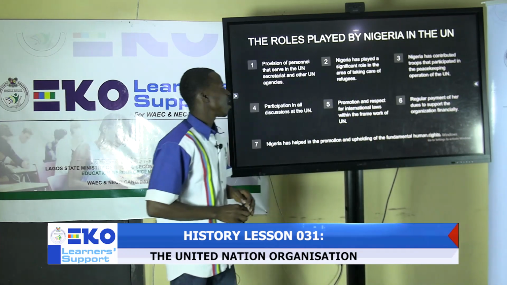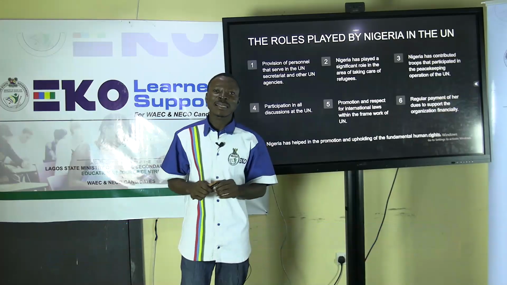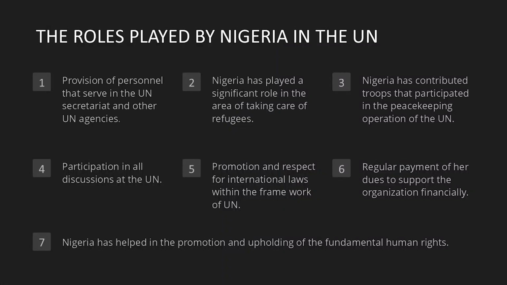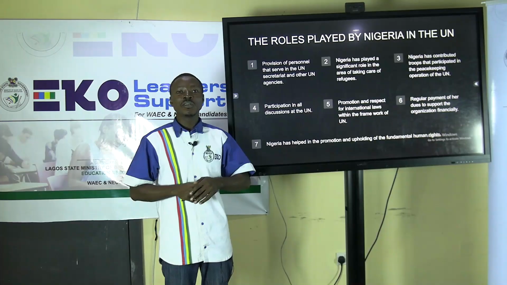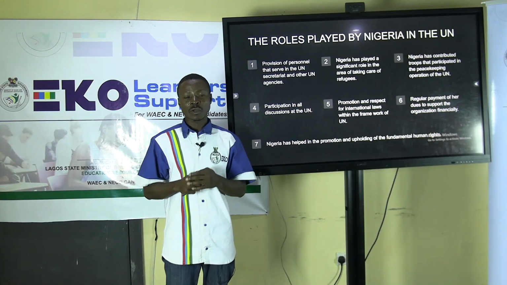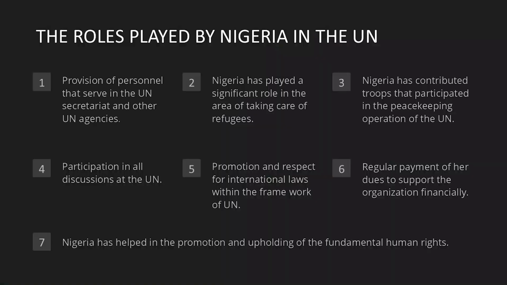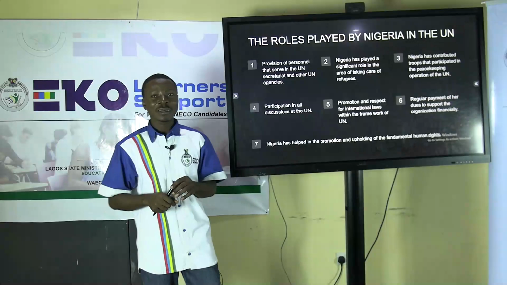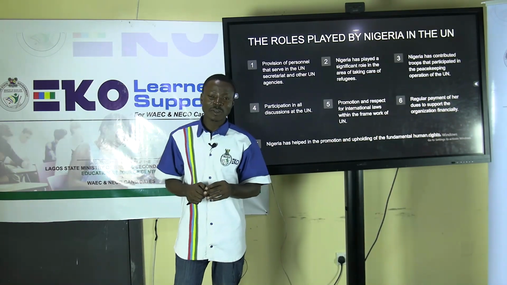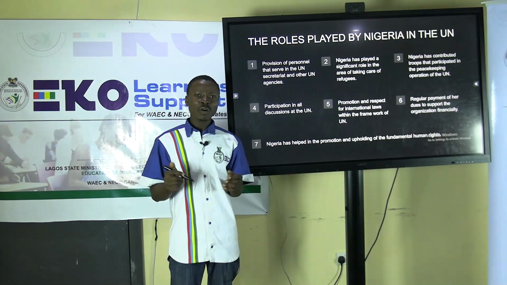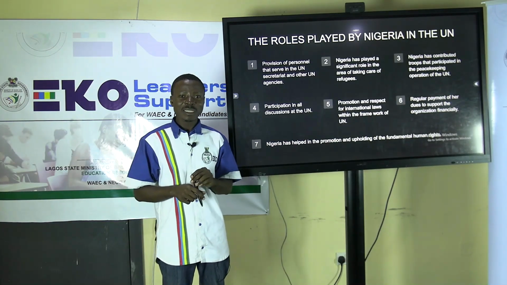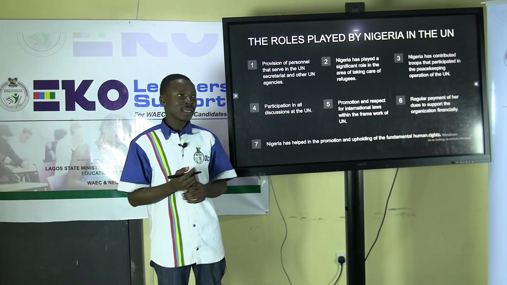Now we'll be looking at the roles that are being played by Nigeria within the United Nations. Nigeria, as the country where we are and which we belong to, we will be examining the roles Nigeria has played in the United Nations over time. The first one is the provision of personnel that serve in the United Nations Secretariat and other United Nations agencies. These personnel are Nigerian citizens who have been trained in Nigeria and who have contributed a lot to the success and activities of the United Nations.